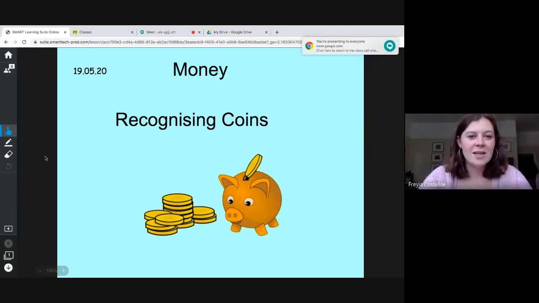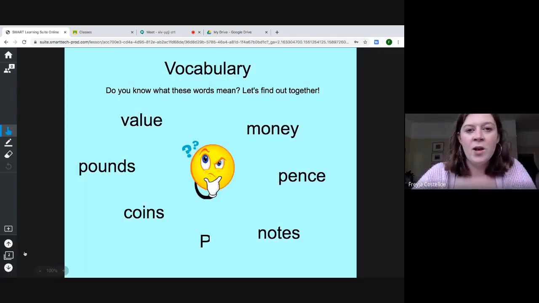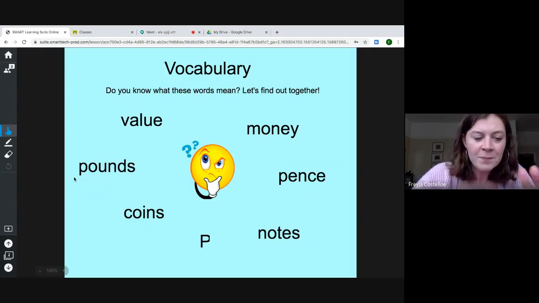Okay, so we are starting our new maths topic today, which is money. And our first lesson is around recognizing the different kinds of coins that we use in the UK, in the United Kingdom. We're going to start off by looking at a little bit of vocabulary. Now, the word that I want us to focus on today is this one, but I will whiz through the others quickly. This is pounds, okay?